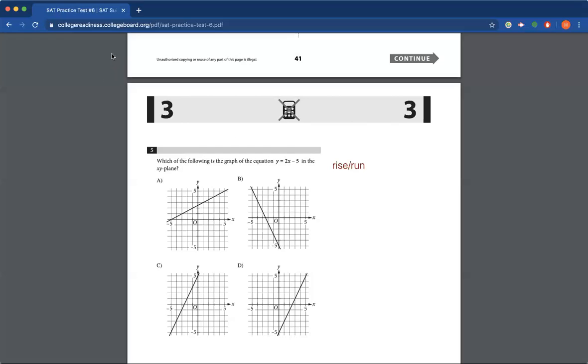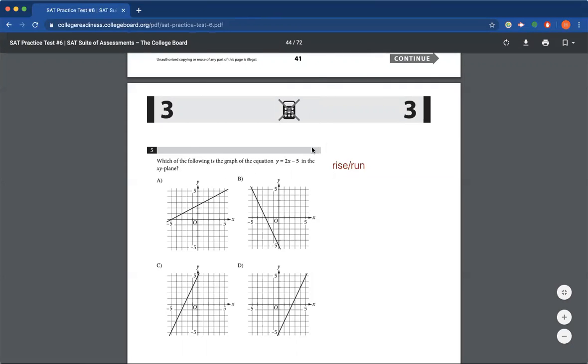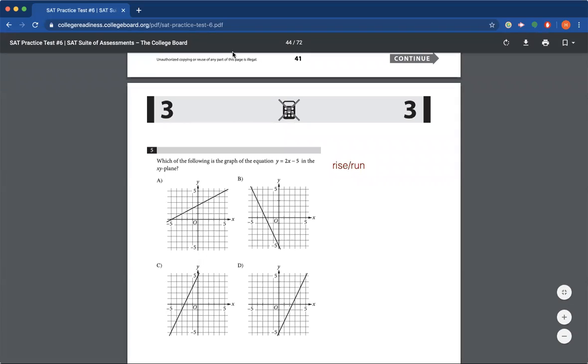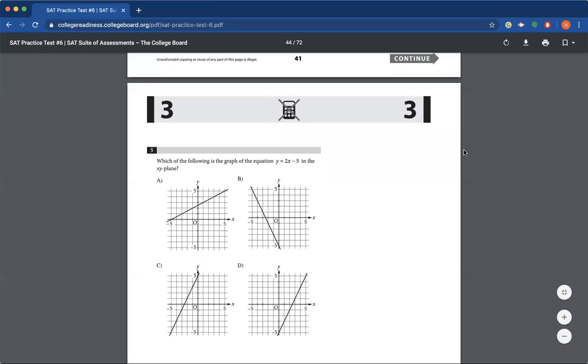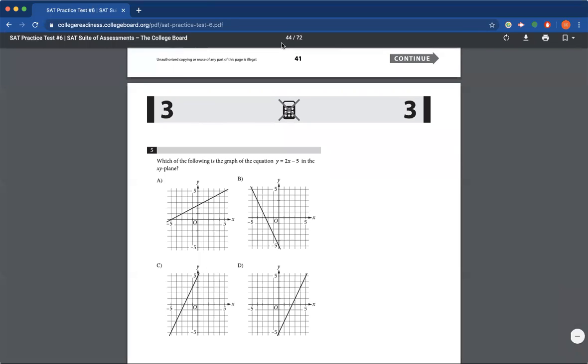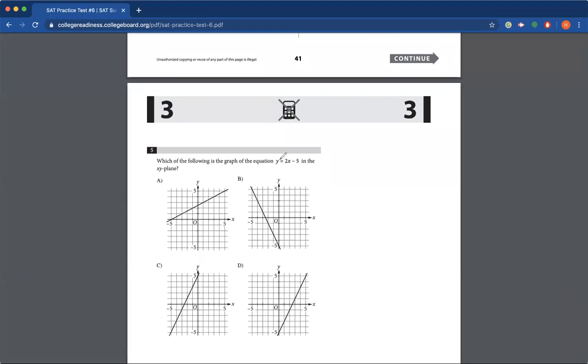Okay, someone raised their hand. Give me a second. Do you have a question? Please, can you explain question 5 again? Question 5? Okay, no problem. I will go over it. Okay, so question 5, we have this equation and we need to graph it.